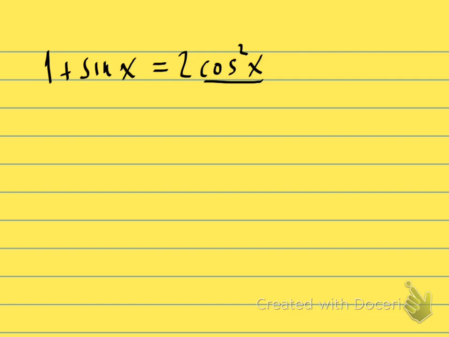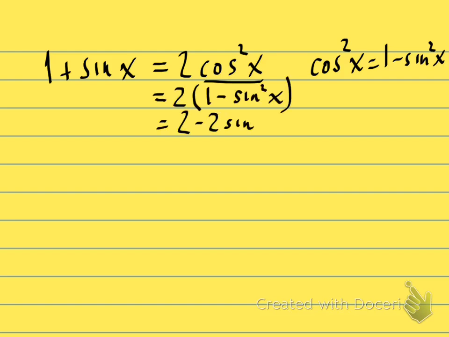So let me remind you of something very useful. The fundamental Pythagorean identity says that cosine squared x is equal to 1 minus sine squared x. So we're going to use that substitution in place of cosine squared, and then we'll have everything in terms of sine, right? So I replaced the cosine squared with 1 minus sine squared. I'd use the distributive property to multiply out, and now the right-hand side looks like that, 2 minus 2 sine squared x.